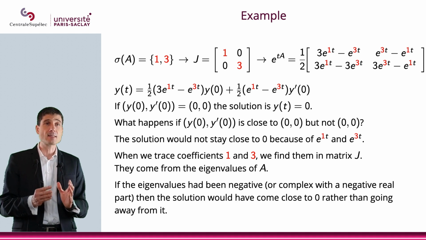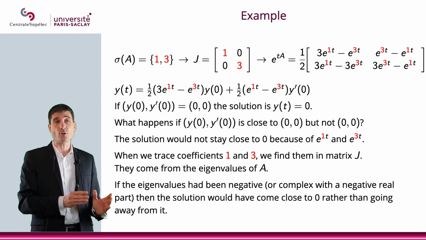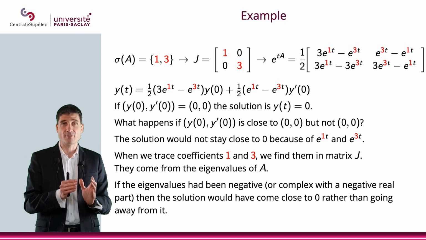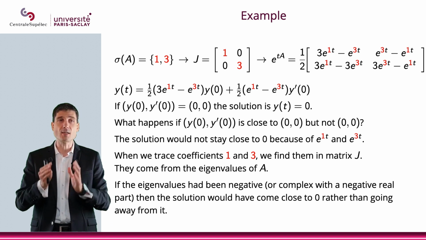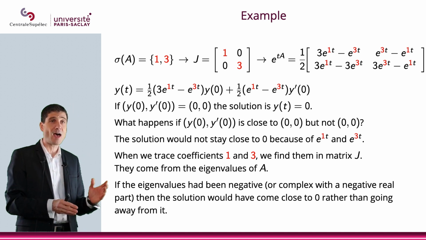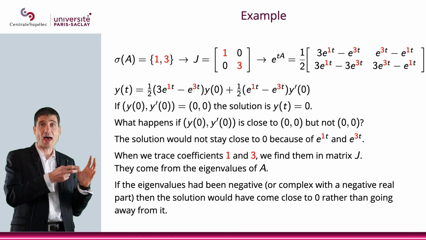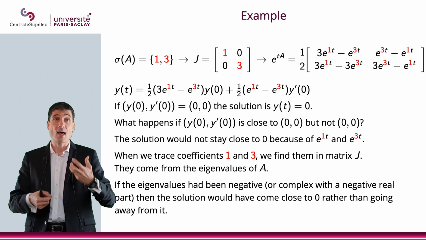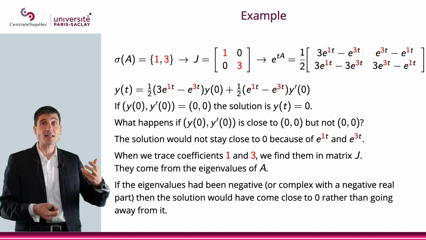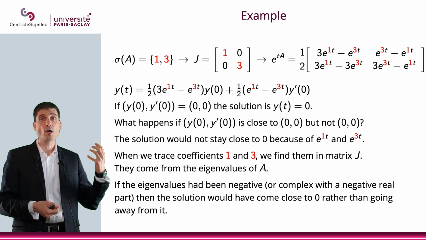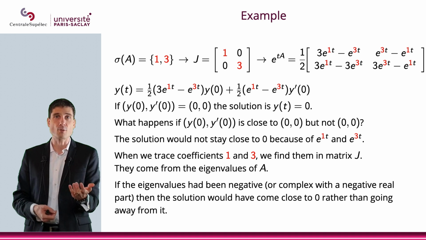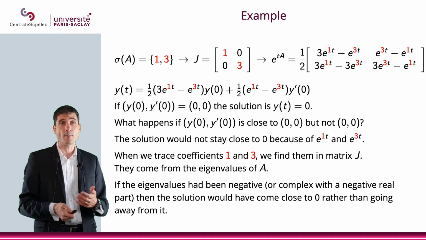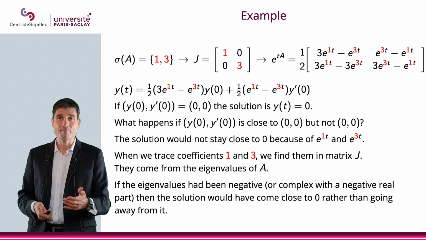So what I'm saying is that if the eigenvalues of A, instead of being 1 and 3, had been negative, or if they had been complex but with a negative real part, then instead of having 1 and 3, I would have something negative, possibly a complex number with a negative real part, and that means these exponentials would converge to 0 when t goes to plus infinity. So the solution would come close to 0 rather than going away from it.